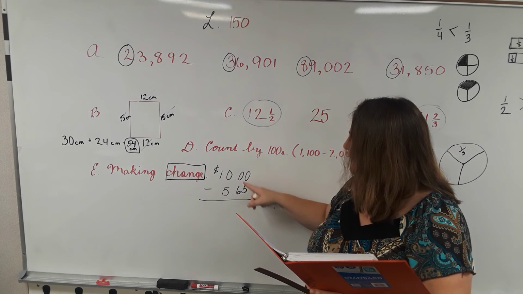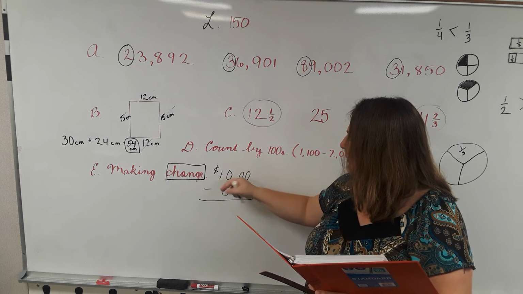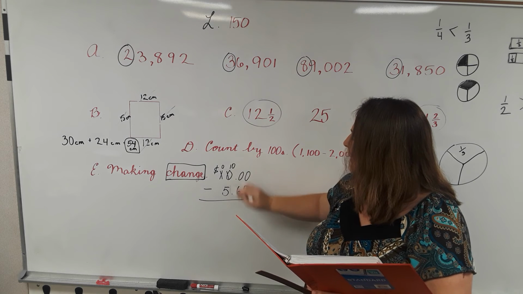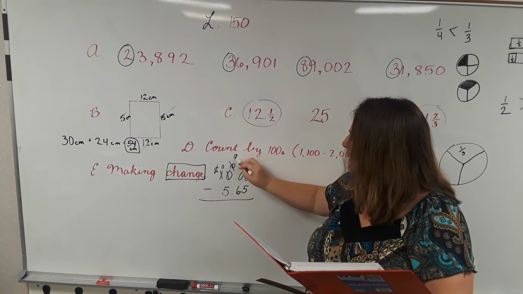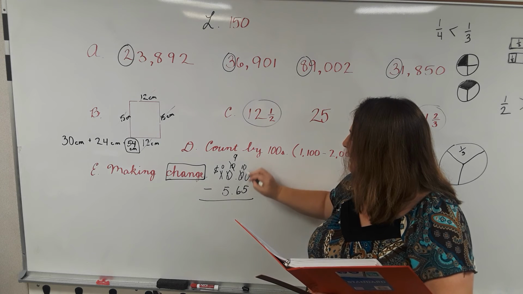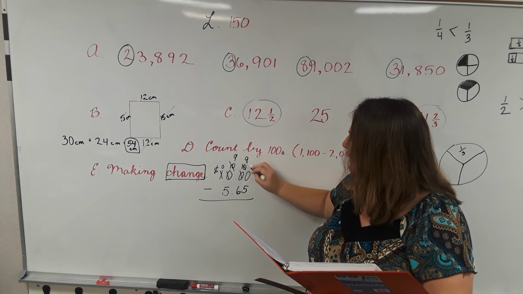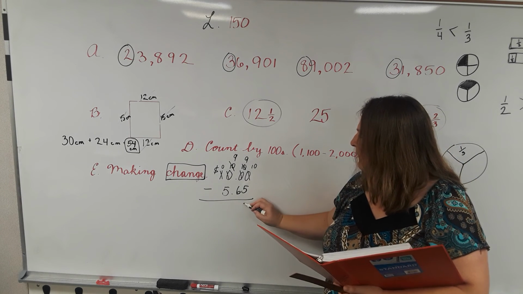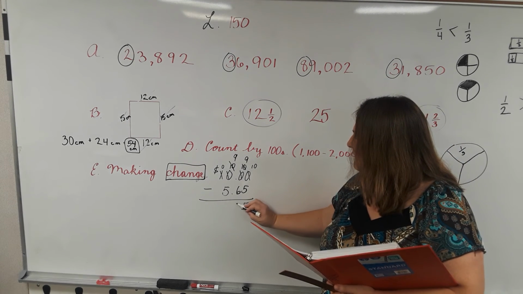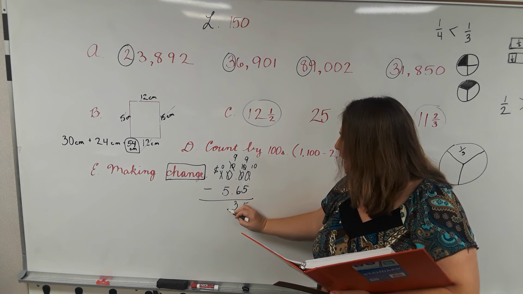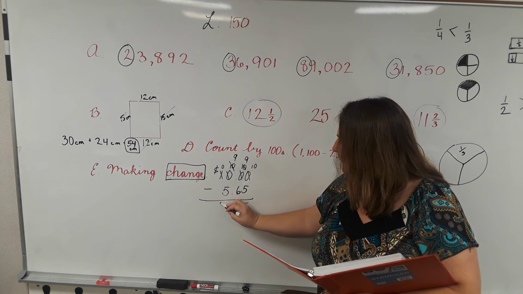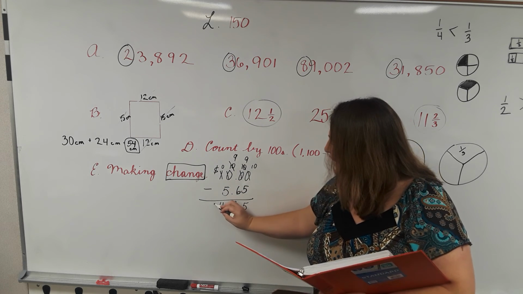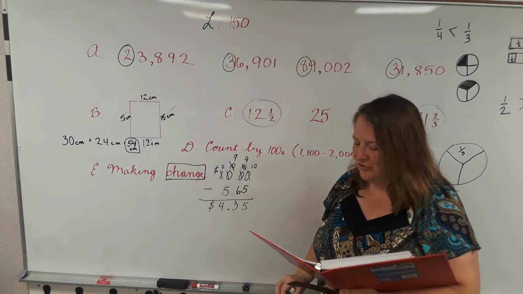0 take away 5, can't do that. Have to borrow. We borrow from this to make this a 10. 10 minus 5 equals 5. 9 minus 6 equals 3. 9 minus 5 equals 4. And then we don't have anything here. $4.35 change.